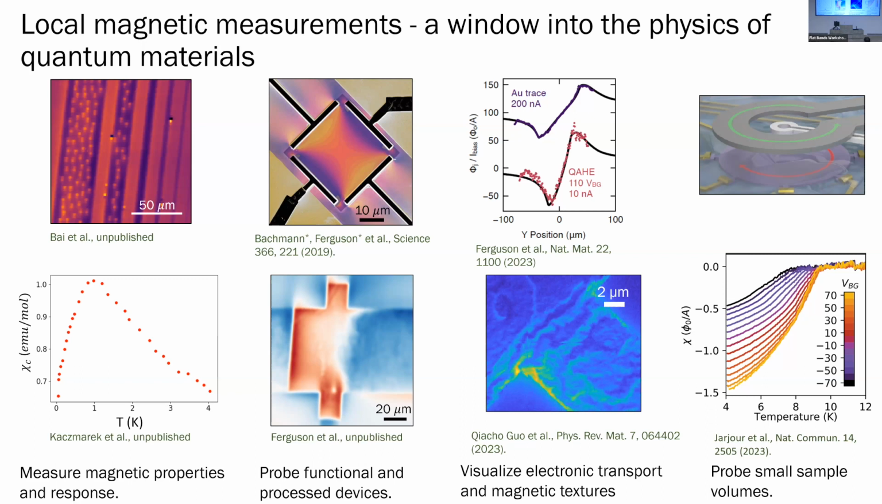And so, for example, we've successfully measured the superfluid stiffness in ionic gated molybdenum disulfide, even though that superconductor is atomically thin and the sample is only about 10 micrometers across. And so a local probe actually gives you enough sensitivity to do that measurement.